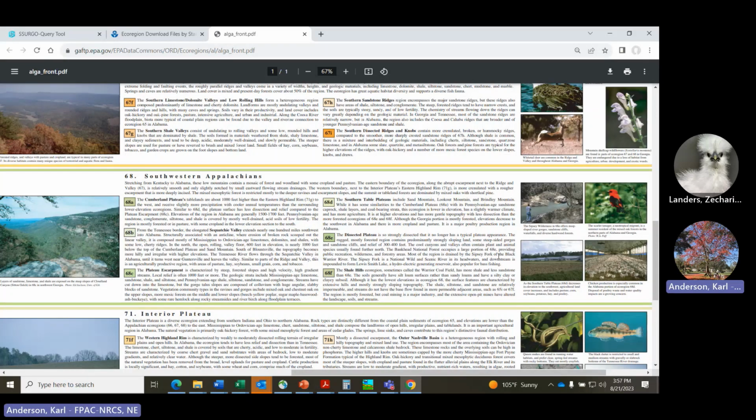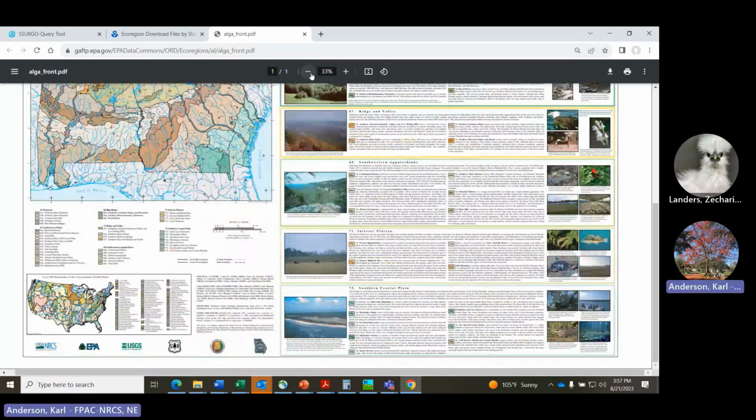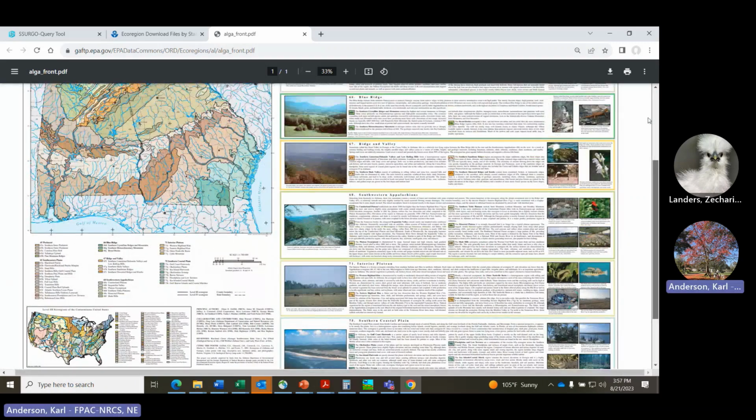Most of the region is drained by the Sipsey Fork of the Black Warrior River. The Sipsey Fork is a national wild and scenic river, and its headwaters and downstream is impounded to form Lewis Smith Lake, a hydroelectric generating reservoir also popular for bass fishing. So you go ahead and find this information out.